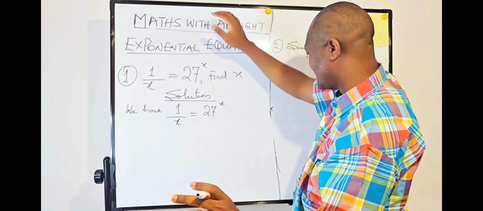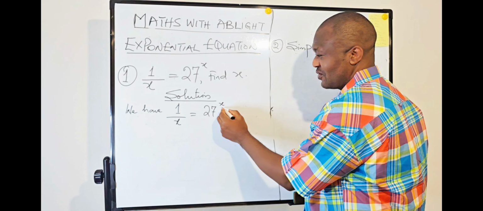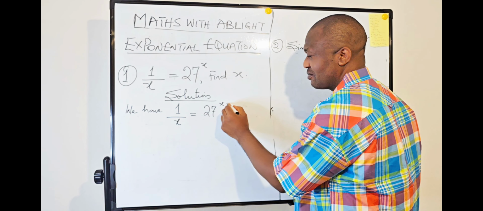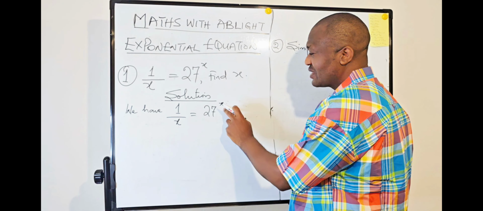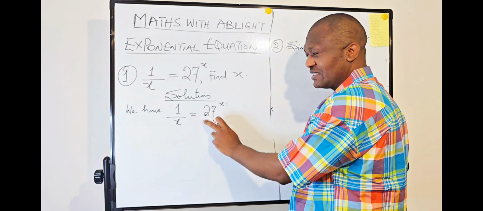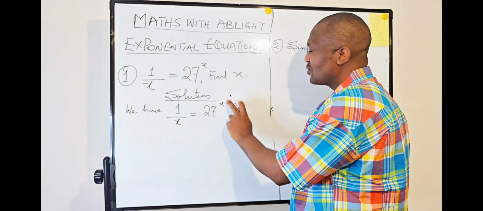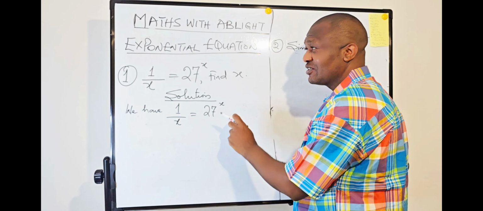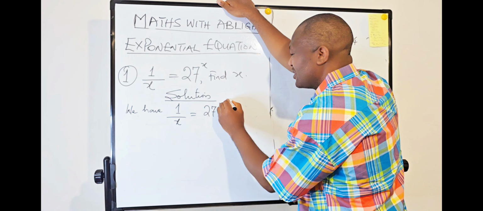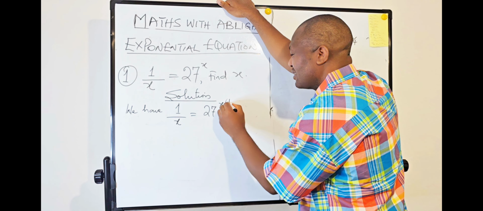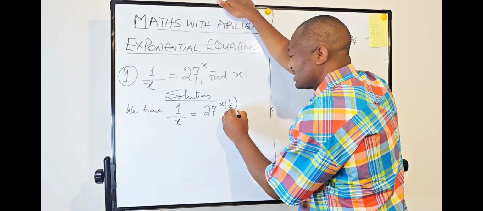What do we do? This is simple. You are supposed to divide both sides by x. But this is a power, it's not the ordinary x that you have. So instead of saying divide by x, come here and multiply it by 1 over x.